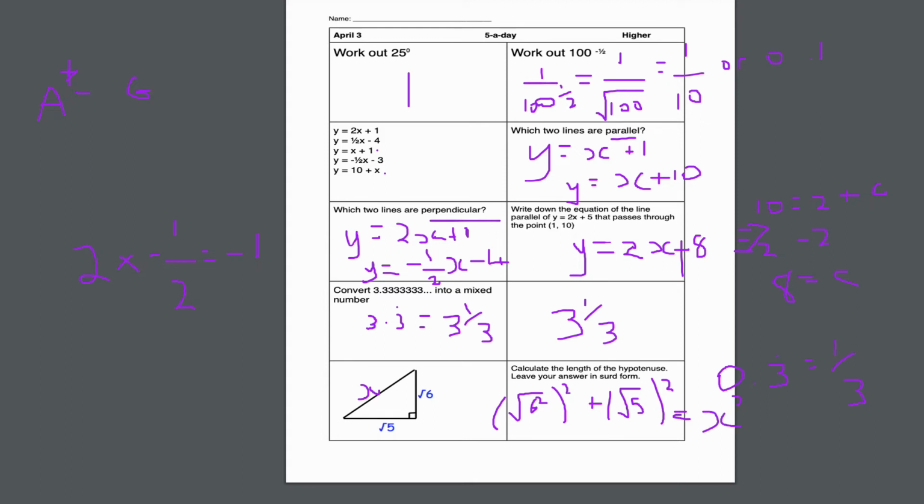So if we square a surd, I just get the number. So it's 6 plus 5 equals x squared. 6 plus 5 is equal to 11. So I get x squared is equal to 11. So x is equal to the square root of 11, because the opposite of squaring is square root. So x is equal to the positive square root of 11, because we're looking at length here, aren't we?